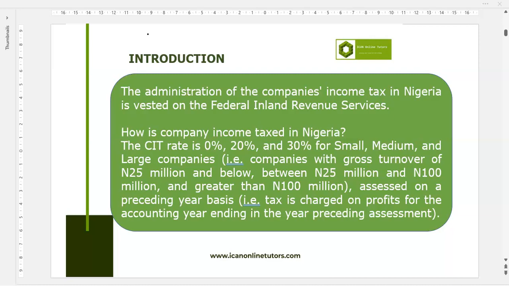Okay, Bilikis, you want to try? Can you please unmute your mic and speak? Hello, Bilikis, can you hear me? Ambrosia, what do you understand by the words administration of company's income tax? It is the process of implementing tax law. That is the process of making taxpayers pay the right amount of tax. Okay. Mubarak, do you want to try?